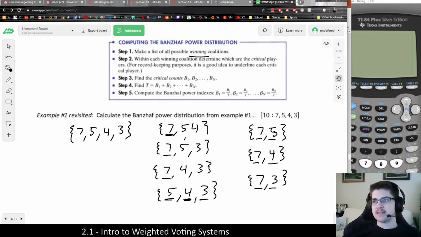Stepping back from the procedure and just talking about the concept, all 3 of these people are needed in this group to make it to the quota, and basically they're all equally important. But in these groups, only the 7 is really important. Technically, it doesn't come down to a dictatorship though, because 7 still needs someone else to come on board. It just doesn't really matter who it is. So those people don't have individual criticality, and that's why they're not gauged as important by the Banzhaf power method. So that concludes step 2, finding all the critical players.